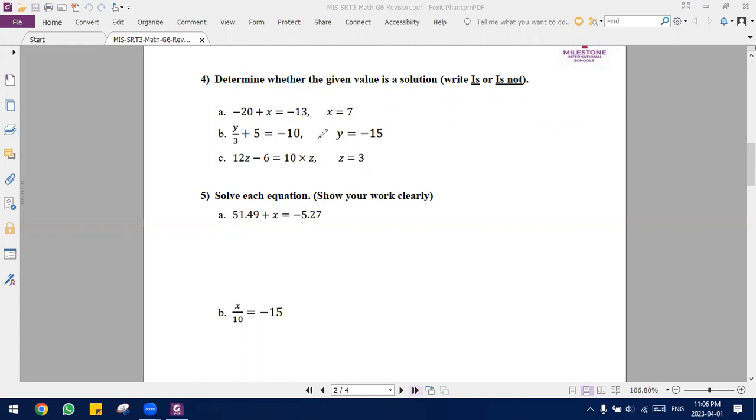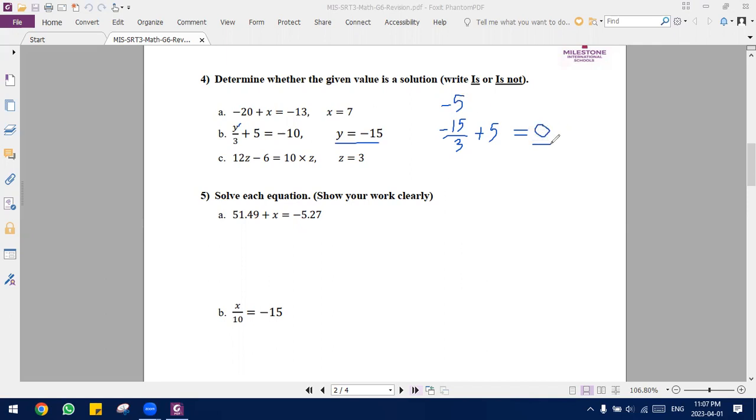Now, the second part, the same thing. Y equal to minus 15. So instead of y here, I substitute by minus 15. So minus 15 over 3 plus 5. We need to find the answer of this. Now, minus 15 divided by 3 is equal to, so 15 divided by 3 is 5, and then we place the minus. Now, minus 5 plus 5, or 5 minus 5, is 0.